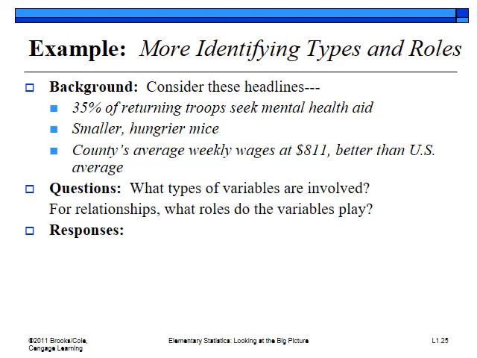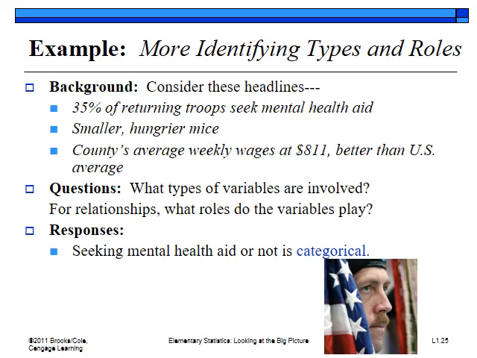In the first situation, we're looking at returning troops. That's our population. And we're considering whether or not they seek mental health aid. That's categorical. Notice that it's being reported or summarized as a percentage. That's what we expect for categorical variables.